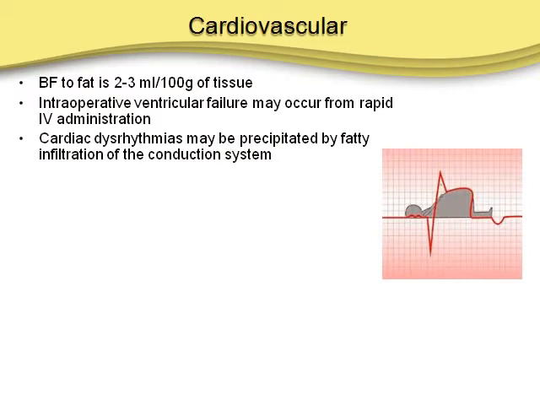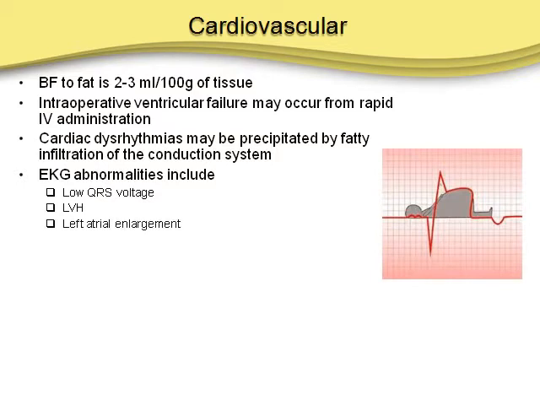Cardiac dysrhythmias may be precipitated by fatty infiltration of the conduction system, hypoxia, hypercapnia, electrolyte imbalance, coronary artery disease, increased circulating catecholamines, OSA, and myocardial hypertrophy. Frequent ECG findings seen in morbidly obese patients include low QRS voltage, multiple criteria for left ventricular hypertrophy and left atrial enlargement, and T-wave flattening in the inferior and lateral leads.